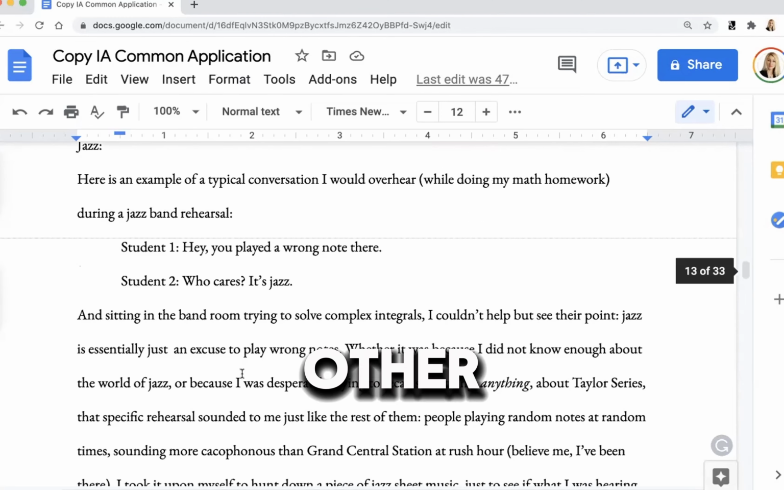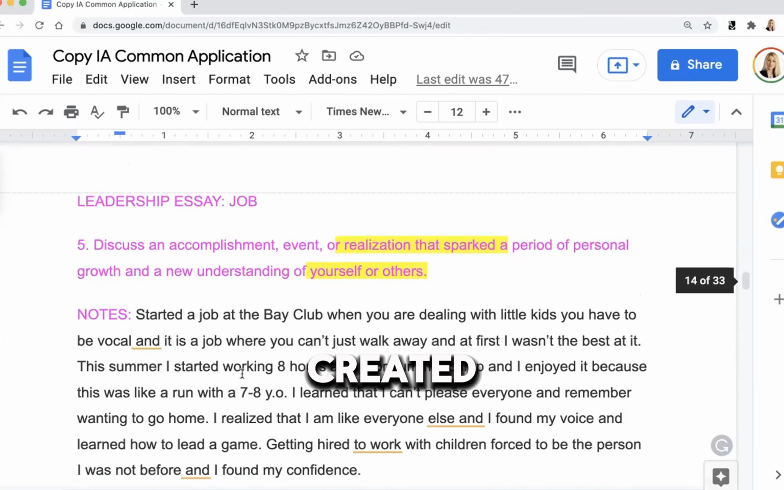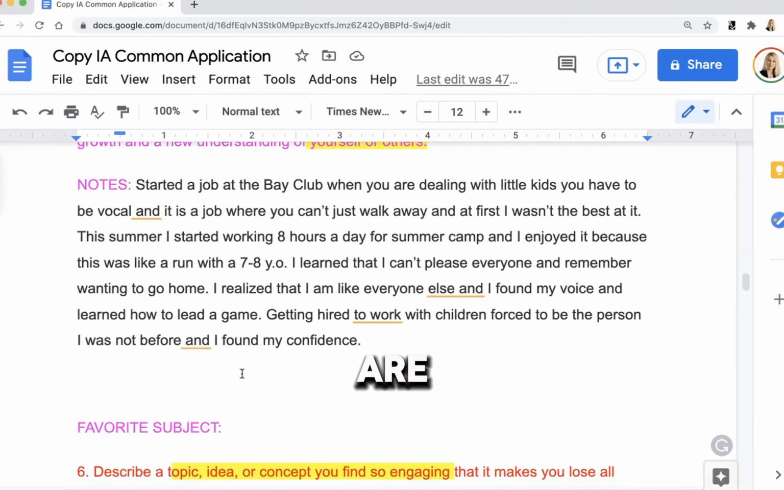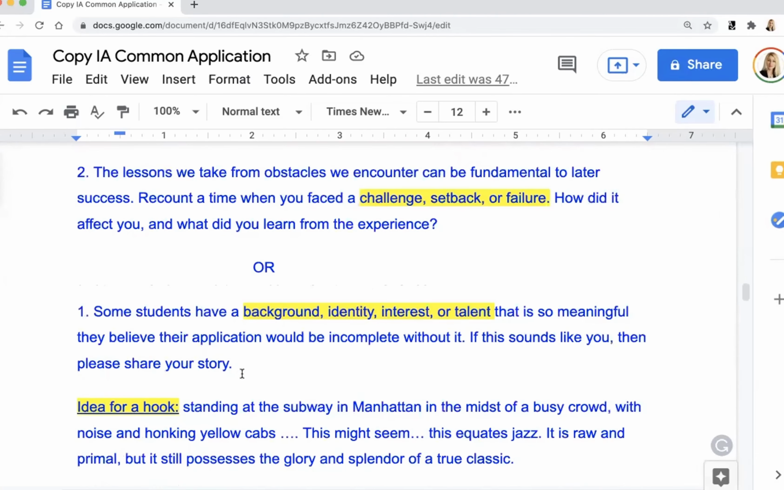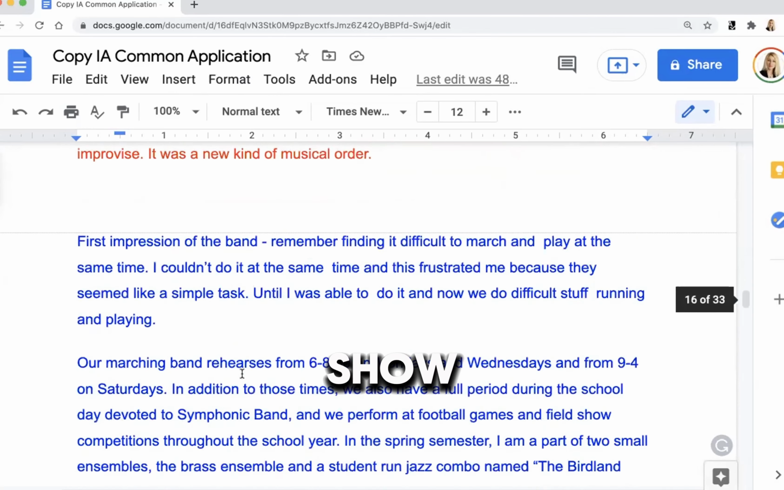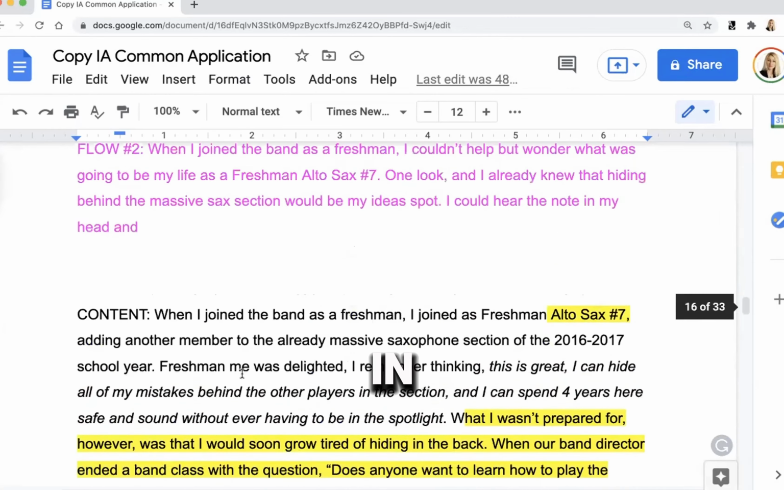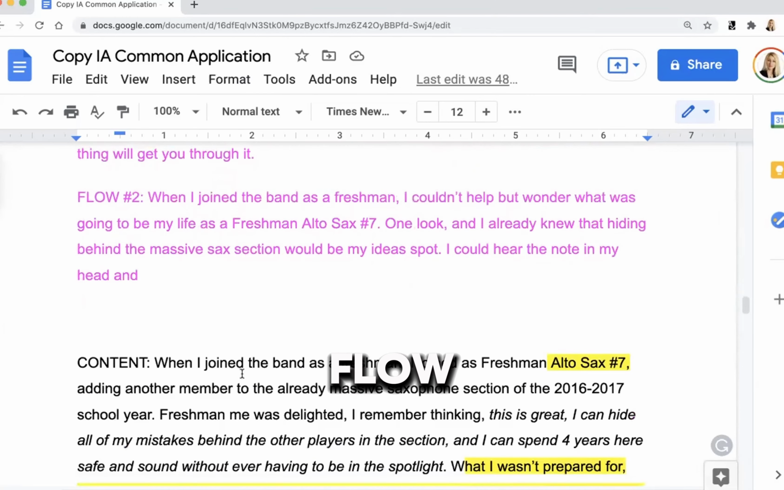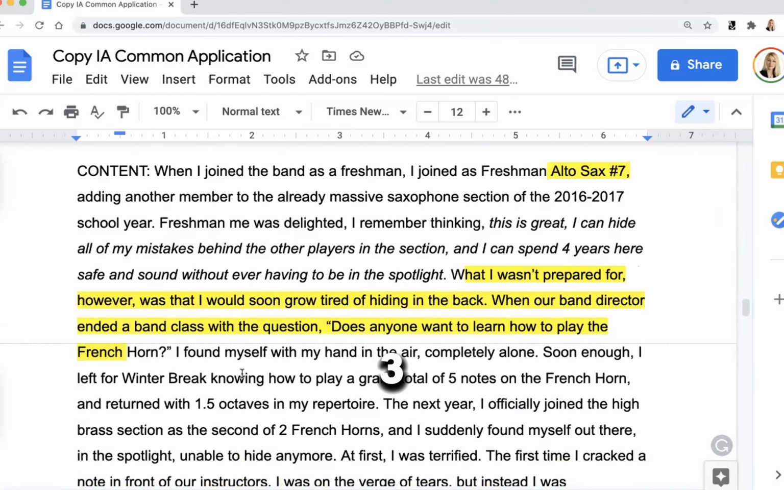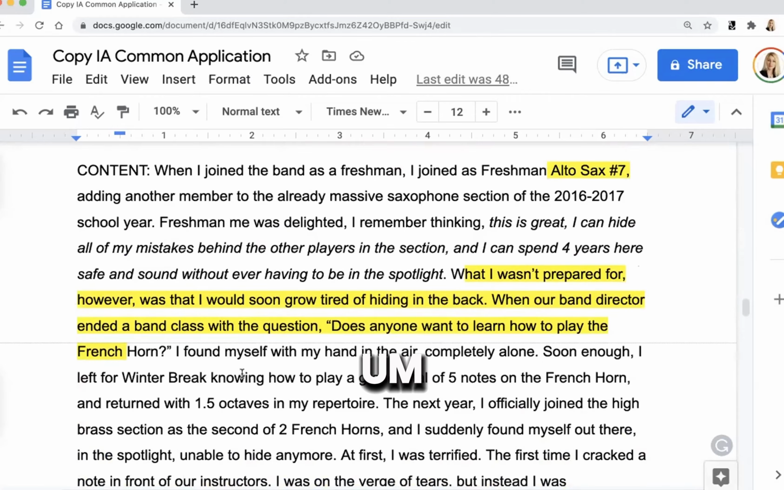Then there's some other essays here that she created, and some of them are on leadership, but I just wanted to show you all the notes that went in: flow 1, flow 2, flow 3, work paragraph 1, paragraph 2. This is the essay that she wrote on the band, which was her initial story.